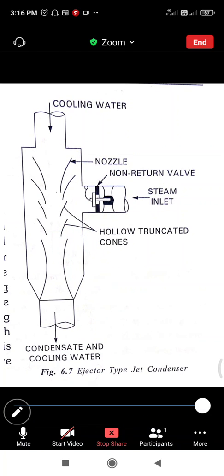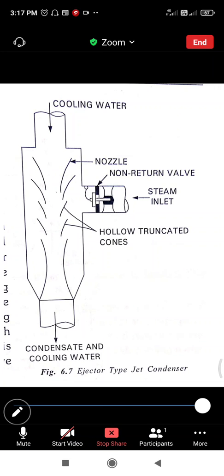Let's see how it works. It is suitable for moderate vacuum. In these condensers, cooling water is discharged through a series of convergent nozzles which creates partial vacuum, and a mixture of air and exhaust steam is drawn into the condenser through a non-return valve. The steam is thoroughly mixed with cooling water in hollow truncated cones and gets condensed. The vacuum is further increased by condensation of steam. The mixture of condensate, air, and cooling water is discharged through a divergent cone into the hot well.